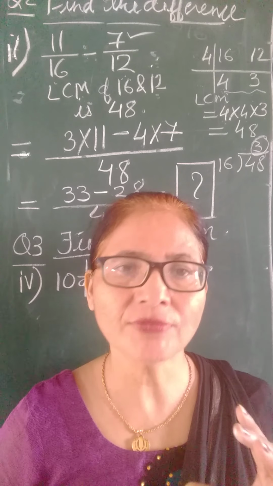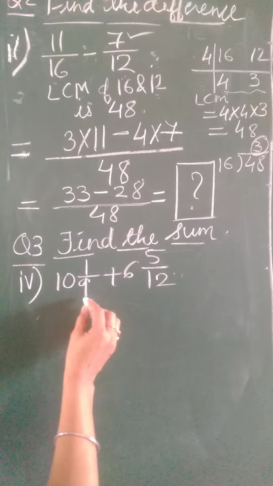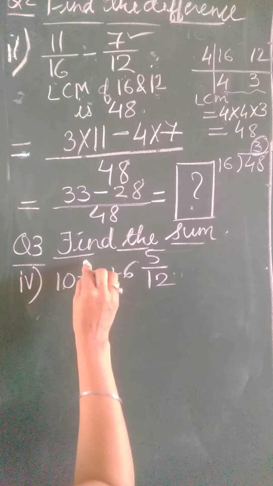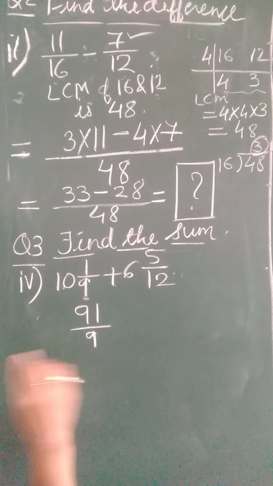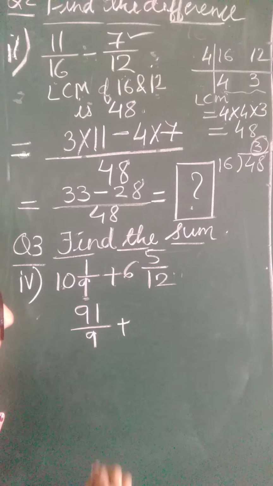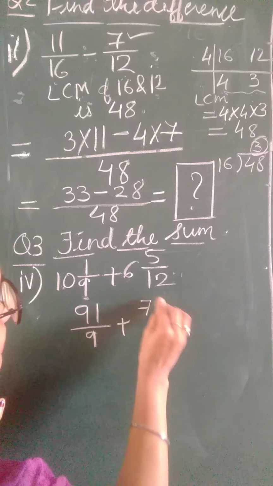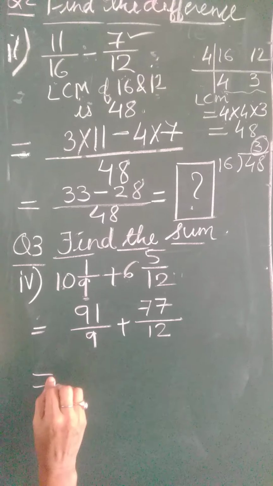So whenever a mixed fraction is there, you will convert into improper. Let's convert. What are you doing? You are multiplying. 10 9s are 90. 90 plus 1 is 91. 91 by 9. Denominator will be as it is. Now 12 6s are 72. 72 plus 5 is 77, divided by 12.